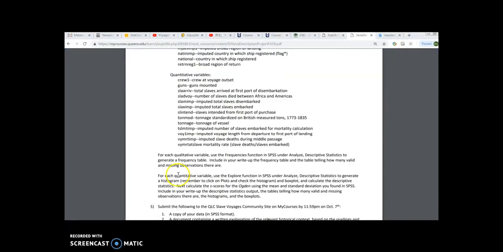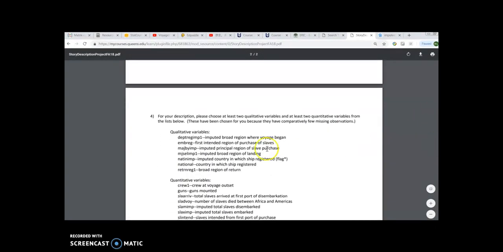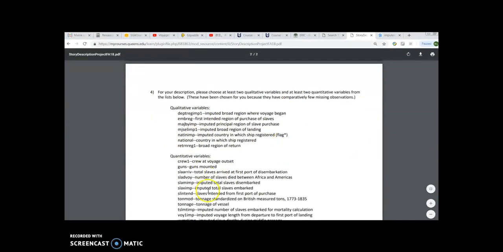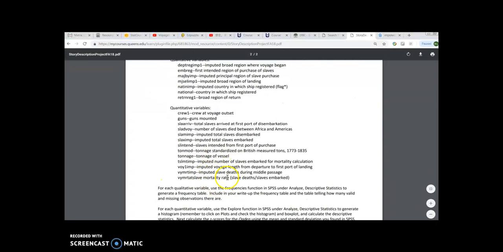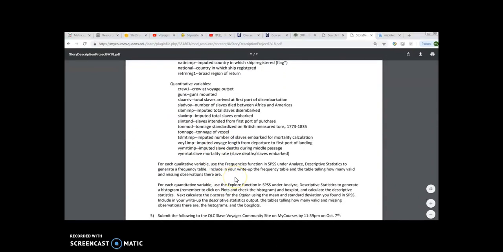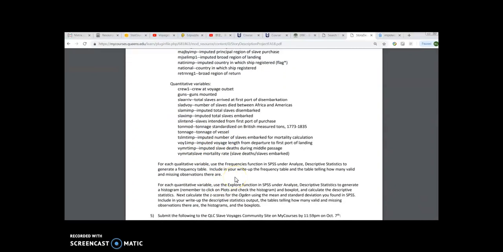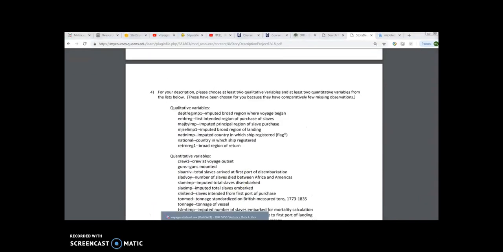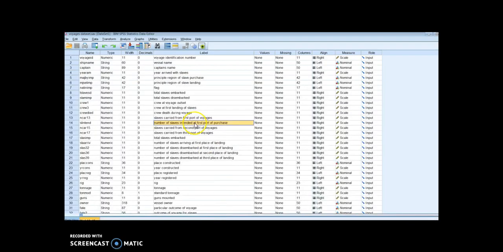Okay, next we're just going to go over some of the requirements real quickly. First of all, you are asked to choose at least 2 qualitative variables from this list, and at least 2 quantitative variables from this list. And we need to do the frequency analysis for both qualitative and quantitative. So let me just show you real quick. You will probably be familiar with the simple steps that we've been going through.